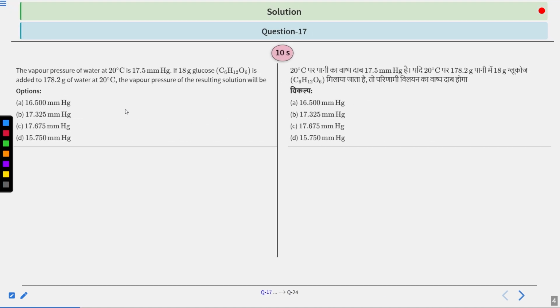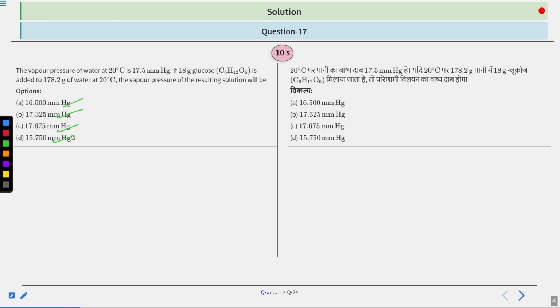Question number 17. The vapor pressure of water at 20 degrees Celsius is 17.5 mmHg. If 18 gram glucose, C6H12O6, is added to 178.2 gram of H2O at 20 degrees Celsius, the vapor pressure of the resulting solution will be: your options are A, 16.500 mm of Hg, B, 17.325 mm of Hg, C, 17.675 mm of Hg, and D, 15.750 mm of Hg.